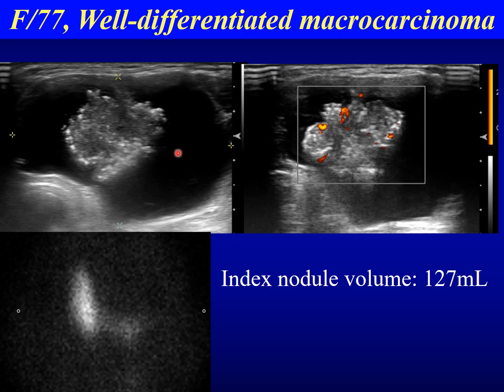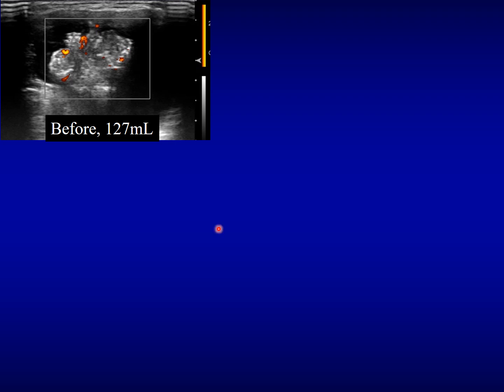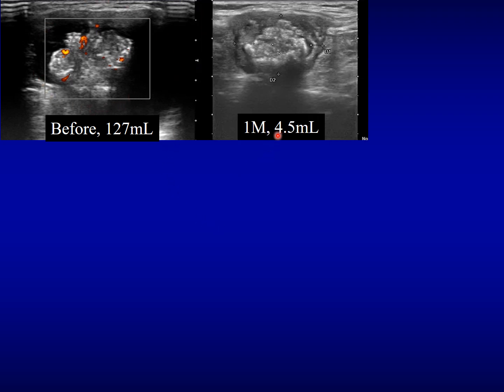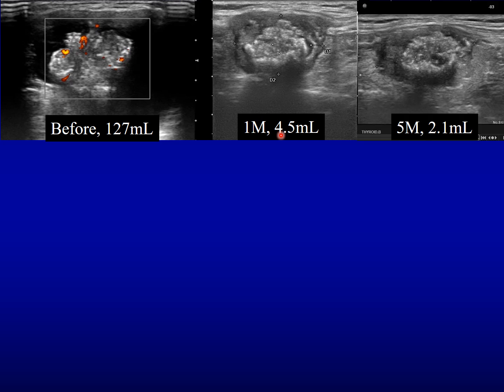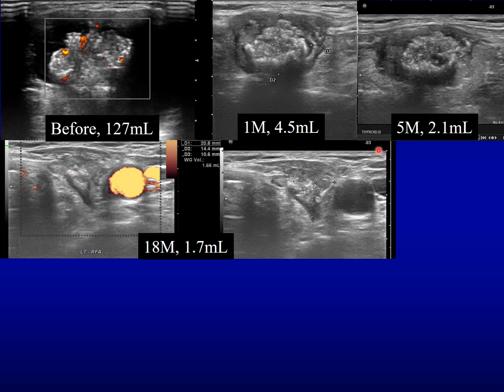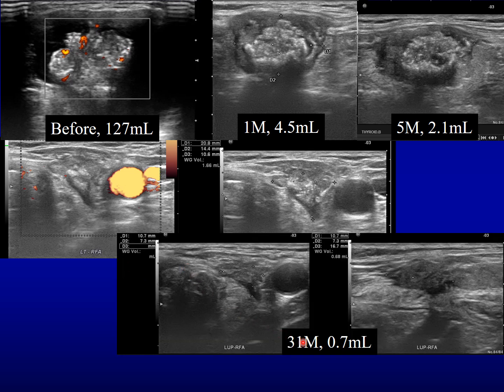Here is a well-differentiated macrocarcinoma. This patient was in an inoperable status, so we performed radiofrequency ablation for these tumors. 1 month after RF ablation, 5 months, 1.5 years, and 31 months, the tumor was markedly decreased and there was no lymph node metastasis.